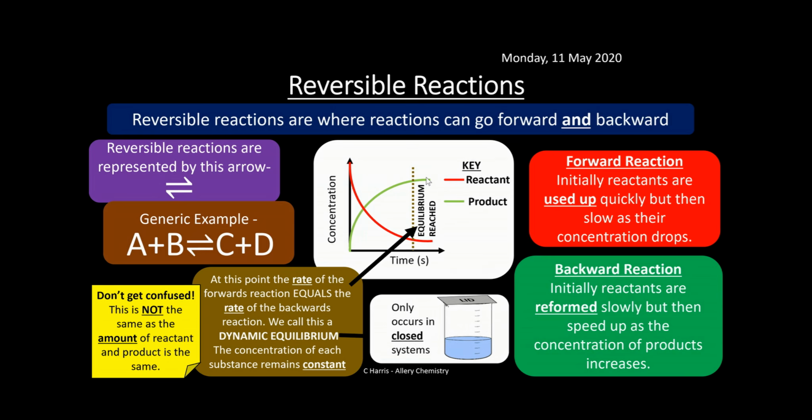Okay, so this only occurs in a closed system. So we call this a dynamic equilibrium. So dynamic equilibriums only occur in a closed system. All that means is that we have a system where nothing can enter and nothing can escape. So as an example here, we've got a beaker and we've got a lid on top of that beaker. So any reactions in there are actually maintained in that beaker.